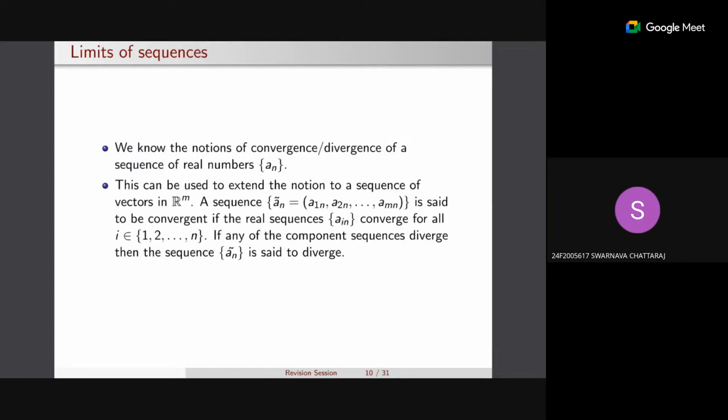So in the same spirit, we just generalize it to sequences of vectors. So vectors in Rm. A sequence of vectors in Rm is given by m real numbers. So for every n, you have m real numbers. So probably better to explain with an example, let us take this.